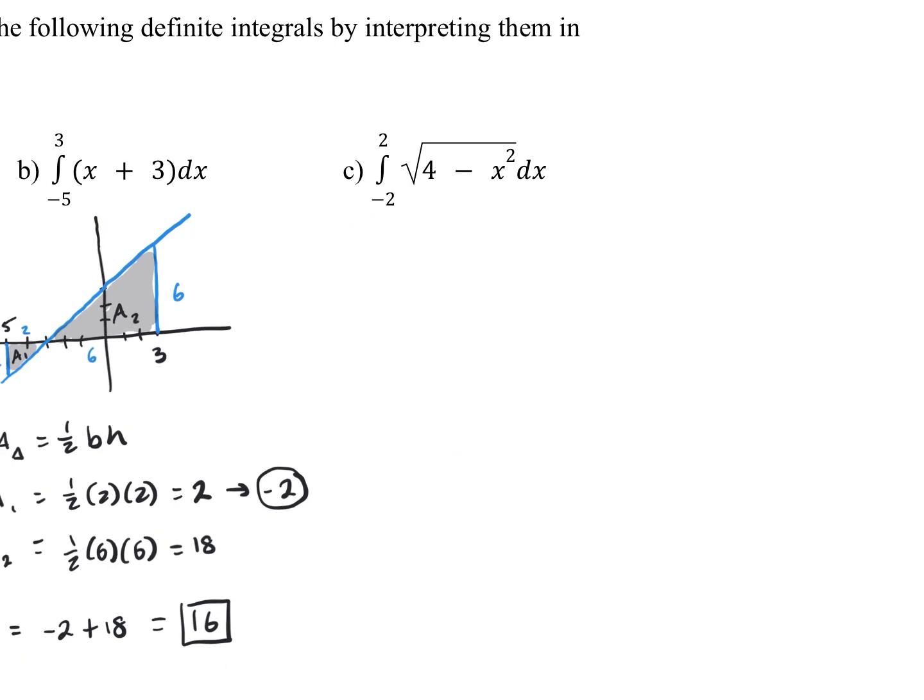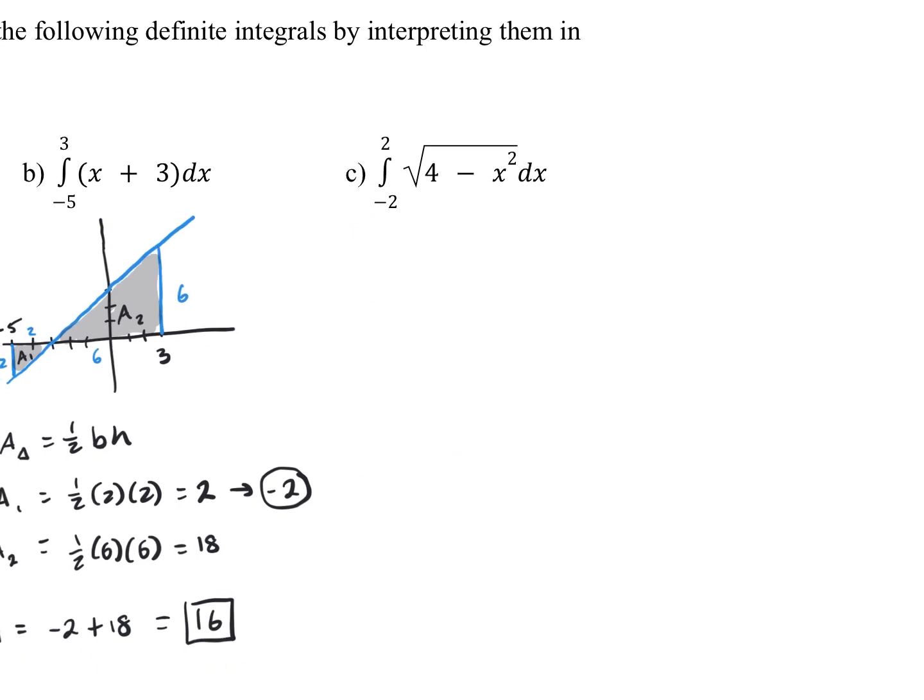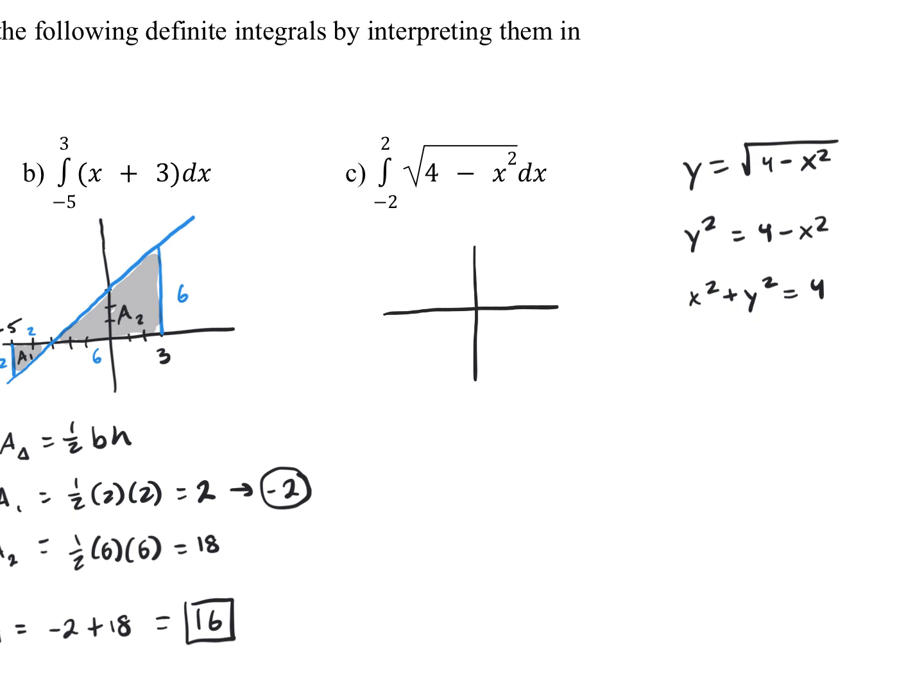All right, let's look at this last example here. If you look at this function, it is actually a semicircle. If you have this function like this, and imagine we squared both sides, it's actually x squared plus y squared equals 4. So really this is just the positive half of a circle whose center is at the origin with a radius of 2. So it looks actually like this.